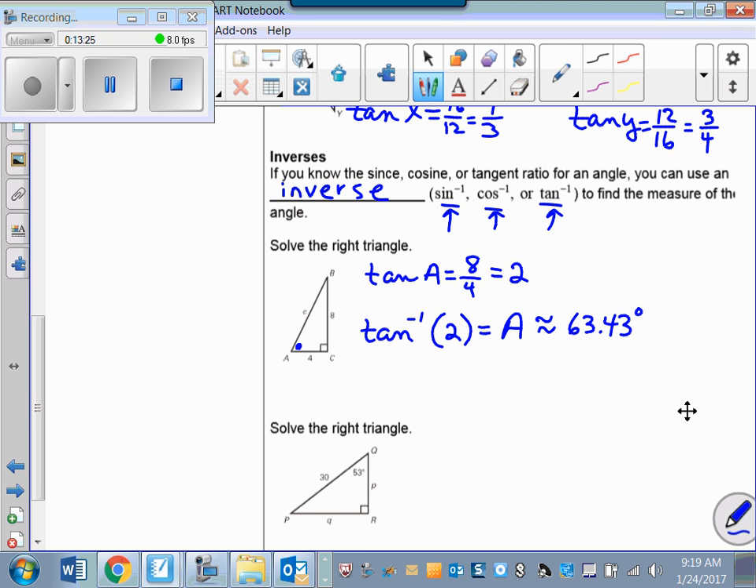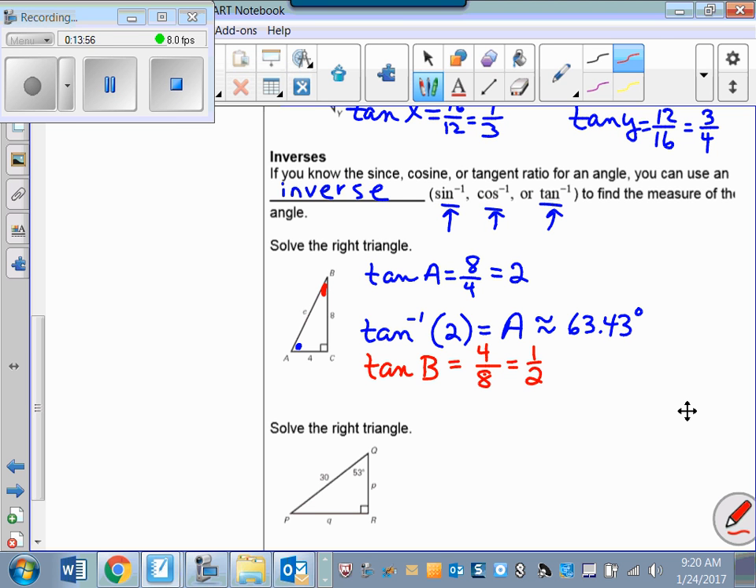Now we could find the measure of angle B by just subtracting, because we know the sum of the measures of the interior angles. But let's go ahead and do it with trig. Let's do the tangent. Let's look at angle B now. I'll do this in red. I know that the tangent of angle B is the side opposite over the side adjacent, right? So the tangent of B is 4/8 or 1/2.